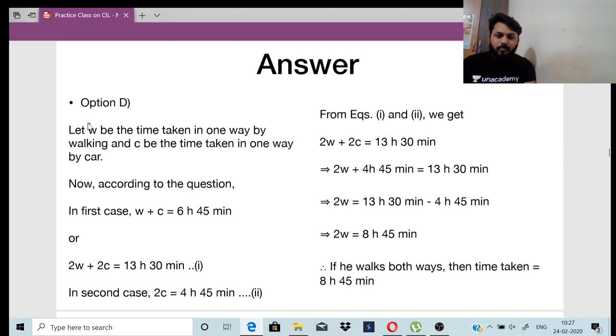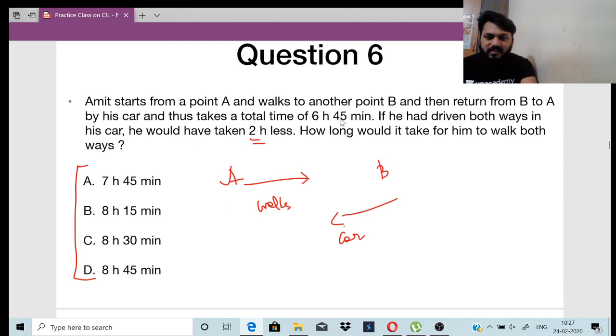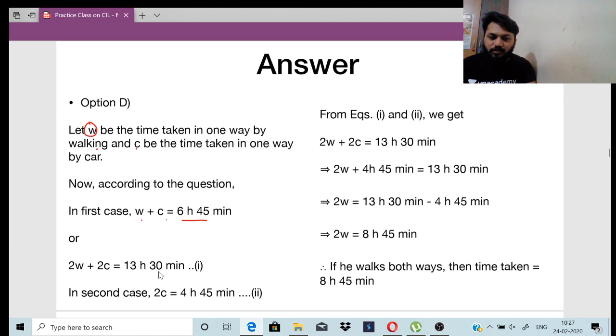So let W be the time he's taking by walking and C be the time he's taking by car. According to the question, W plus C is 6 hours 45 minutes, right? Multiplying it by 2, 2W plus 2C equals 13 hours 30 minutes.